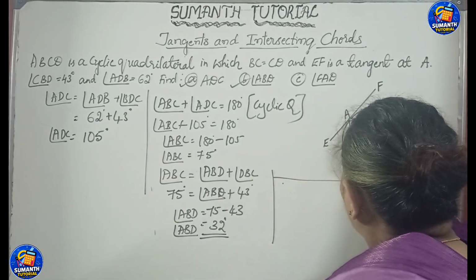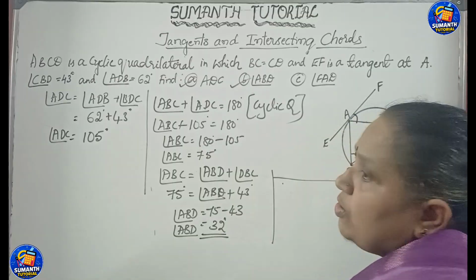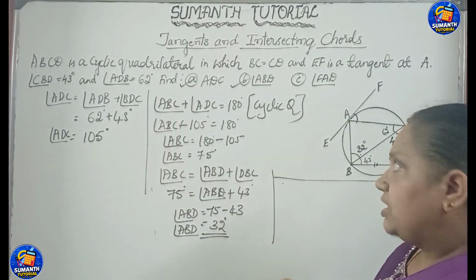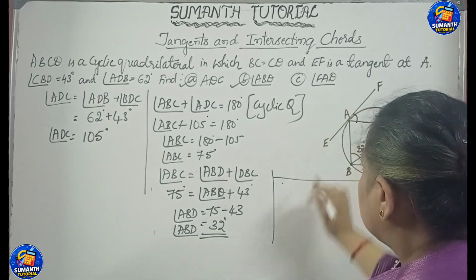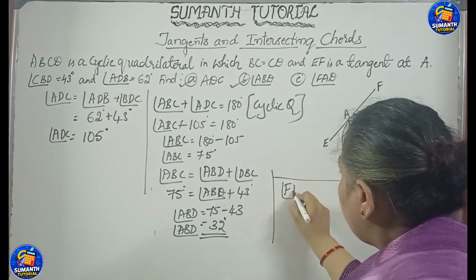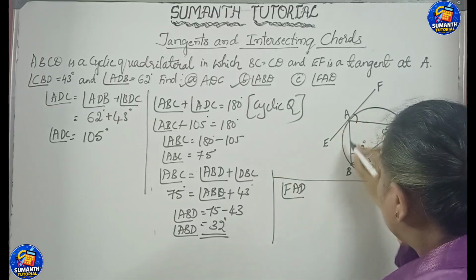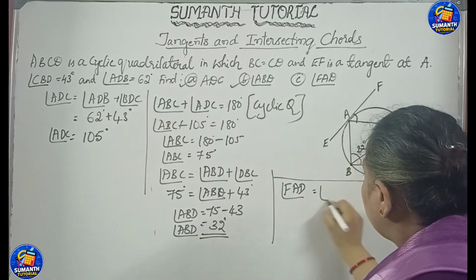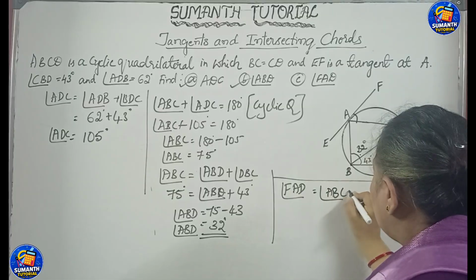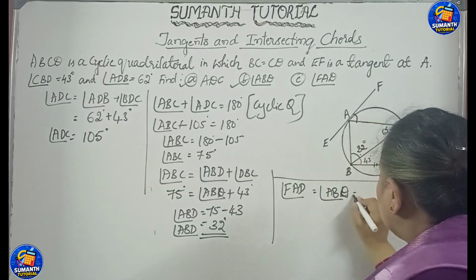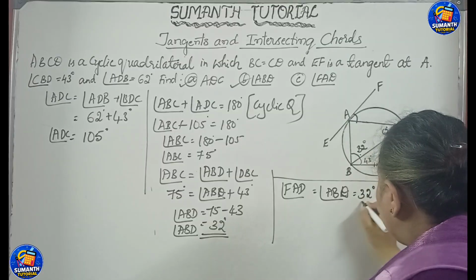Okay. Now the next thing, last one, that is angle FAD is given. How to find angle FAD? In the last problem, the rule that we have applied, same rule we will apply here also. That is angle FAD is equal to angle ABD. ABD, what is the angle here? It is equal to 32 degree.